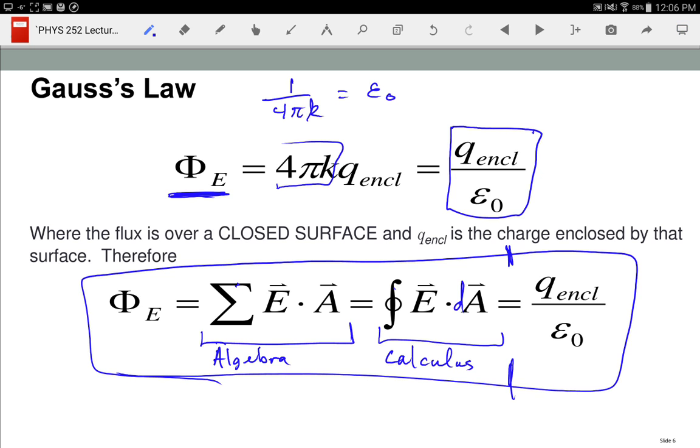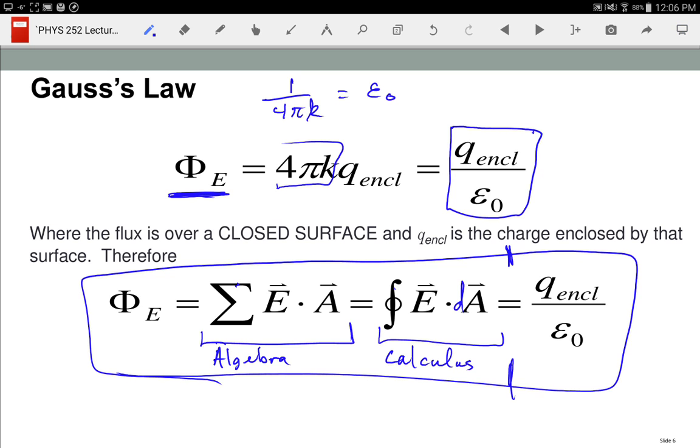The difference is the algebra one can only be used if you have surfaces that have fixed relationships. The calculus one can be used on any surface.